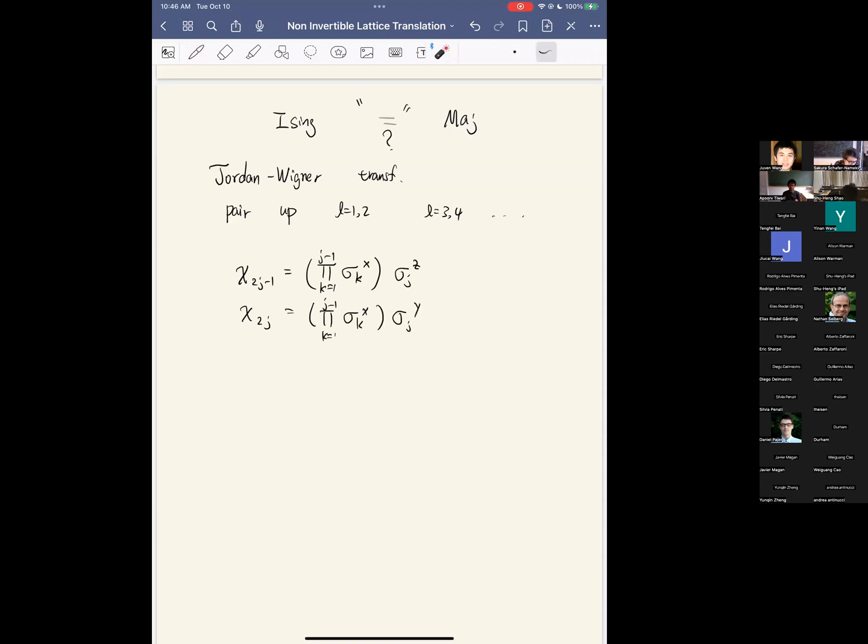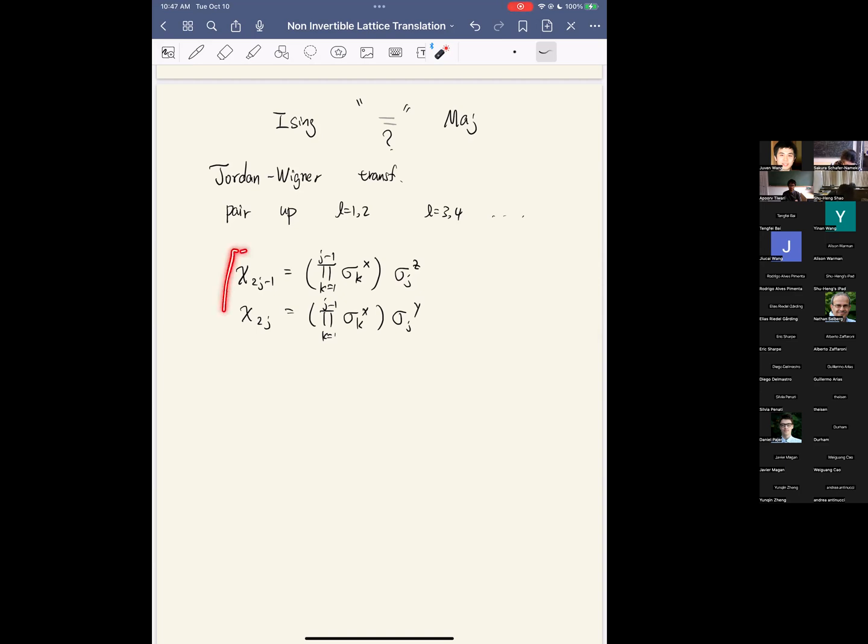So some of you might want to complain that I'm not being consistent with my notation, because in the Ising discussion I use X and Z, but here I use sigma X and sigma Z. There's a minor distinction between them, which I will talk about. So what did I just do?